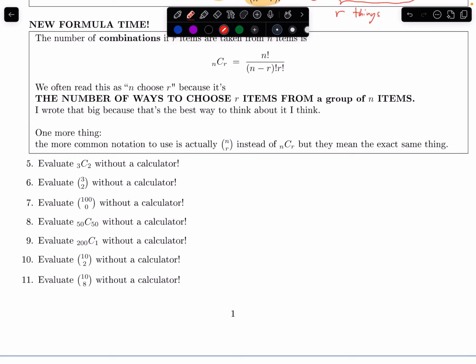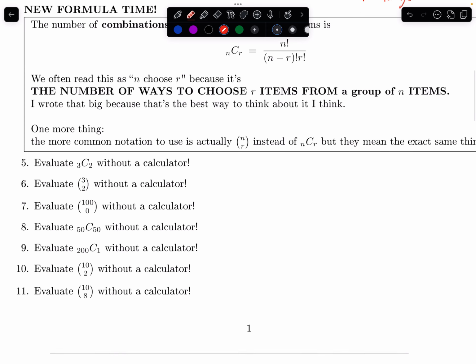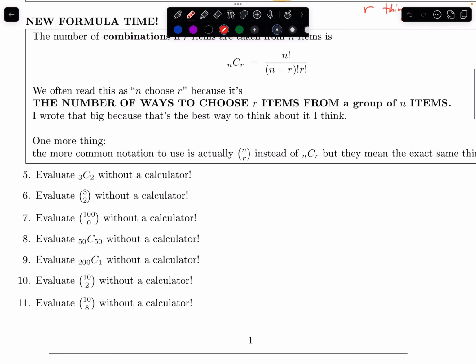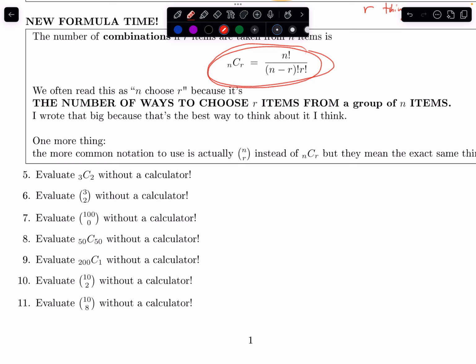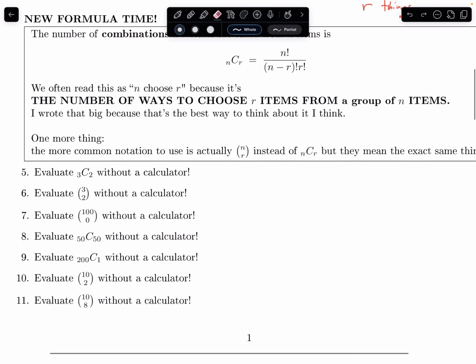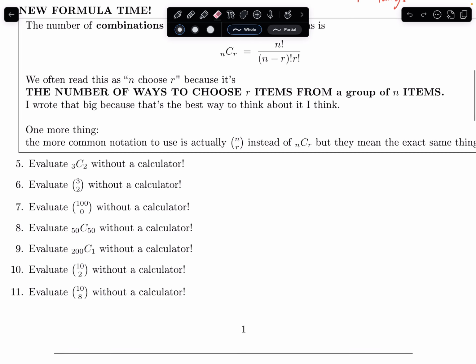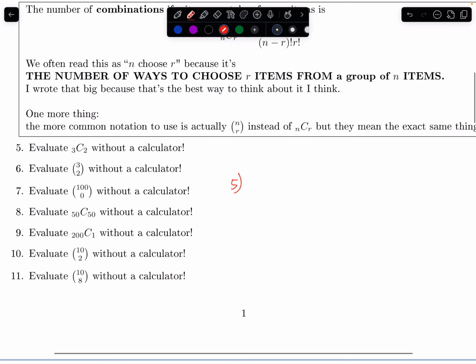Part 2. We're talking now about how to evaluate these formulas. In questions 5 through 11, all we're doing is taking this formula right here and evaluating it. All these questions are without a calculator. It's just to get an idea of what that formula is saying to do. The numbers are all pretty easy to work with for these examples, and after this we'll start working with a calculator later. So let's do these one by one.